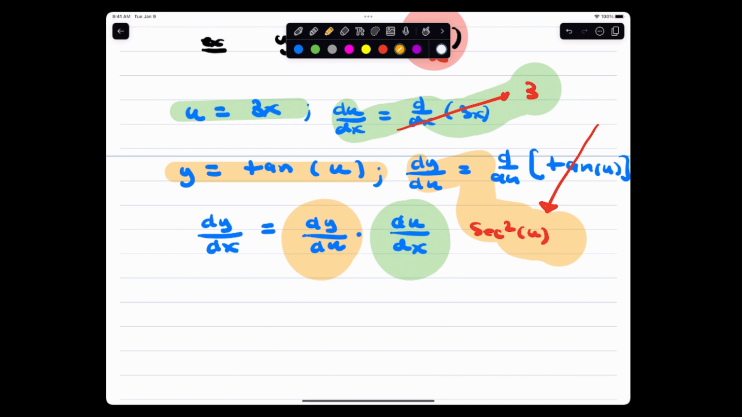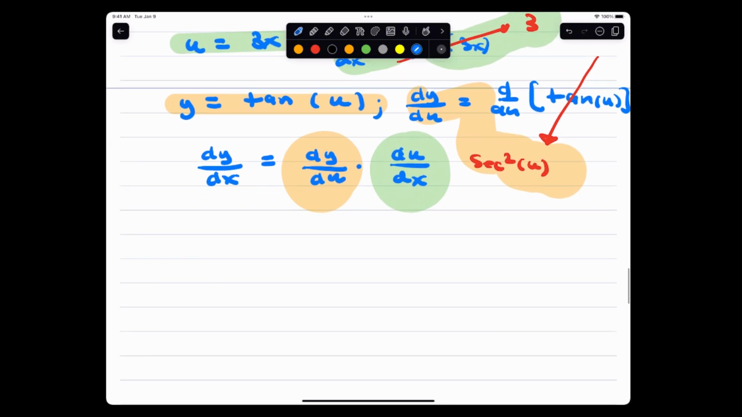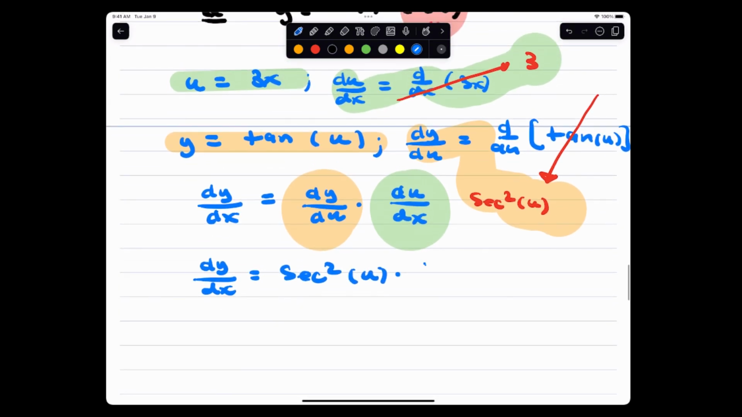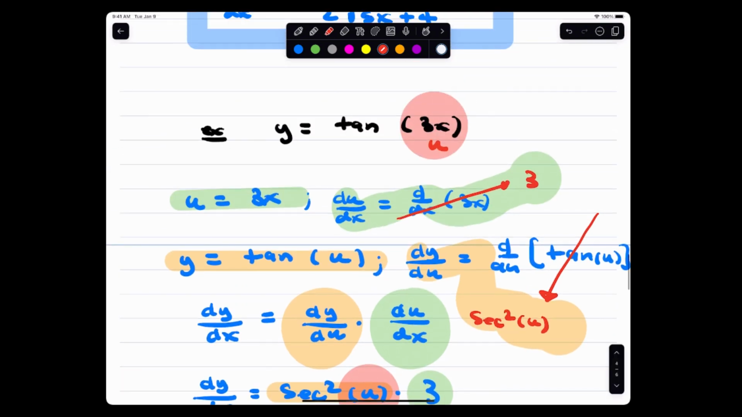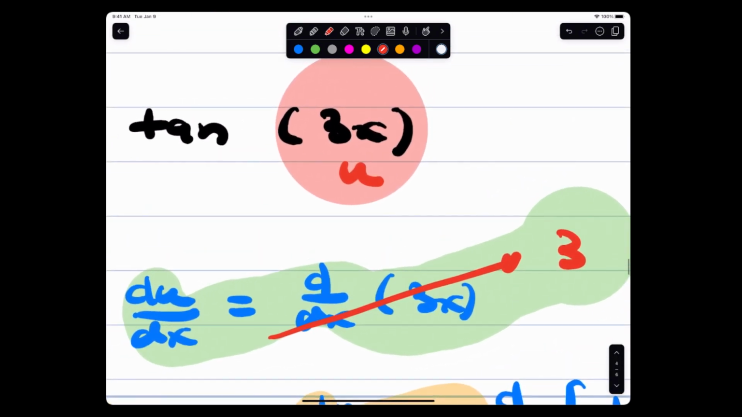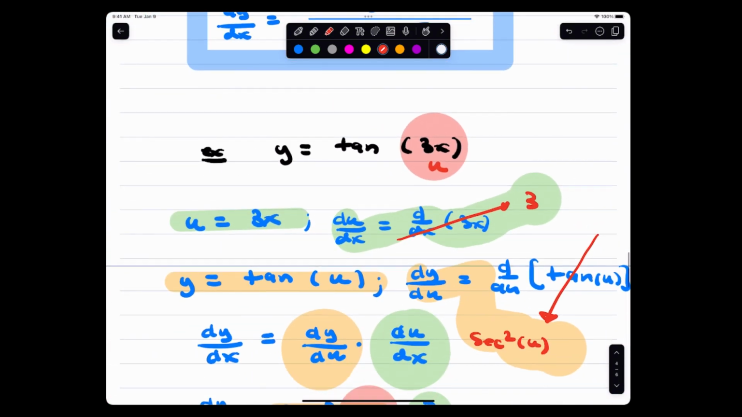All right, so what do you guys write down here? dy dx. What do you guys get here? What's dy du? That's secant squared u. And then what's du dx? That's just the number 3. So let's get out our colors so you can see it. The last one we want to put back is what our u is. What is u? The inside function is 3x. Is that right?